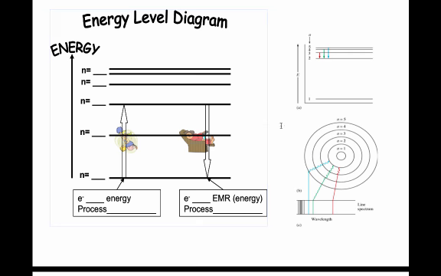We represent this in a lot of different ways. So we're going to talk about an energy level diagram. And do you notice the convergence here? The energy levels get closer together. This would be n equals 1, n equals 2, 3, 4, 5, and so forth.